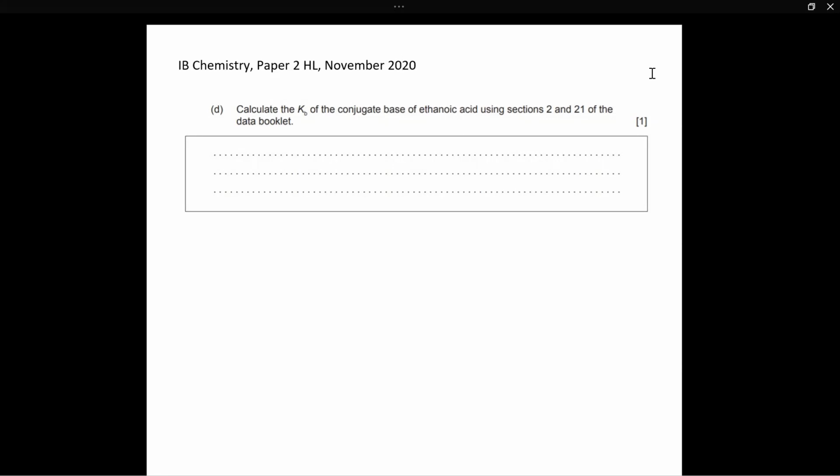So, all right, they've given us a good clue in the question itself to take a look at section 2 and section 21. Now, the equation that you're supposed to use in this question, and mind you, there is only one equation that you need to use. And if you use this equation correctly, you get your 1 mark and you get the correct answer. So the equation is Kw is equal to Kb times Ka.